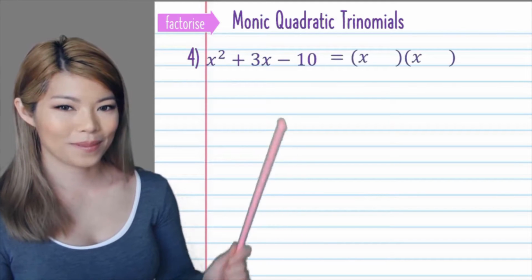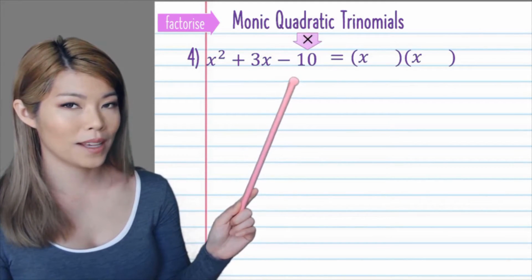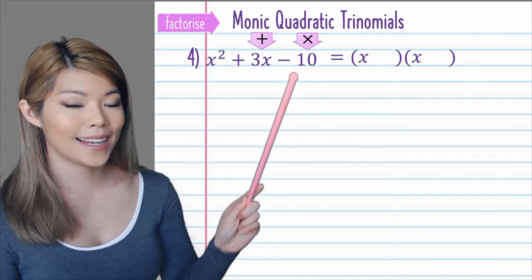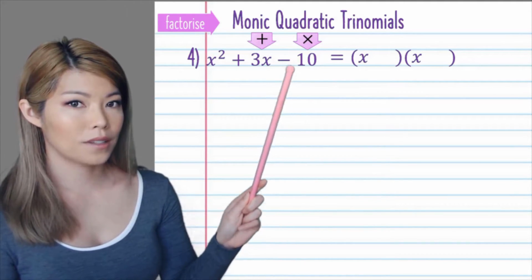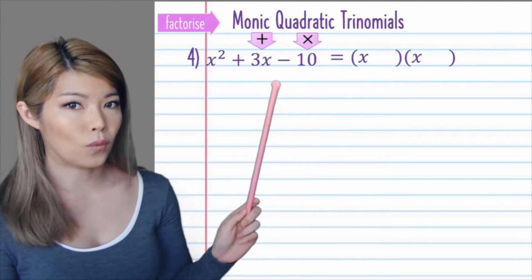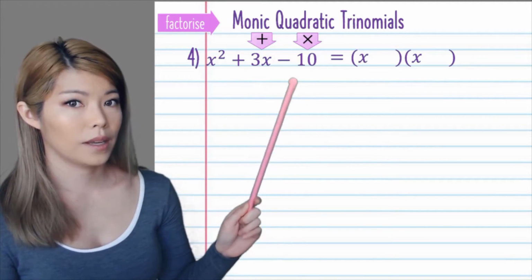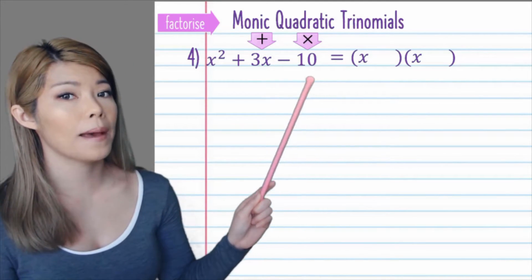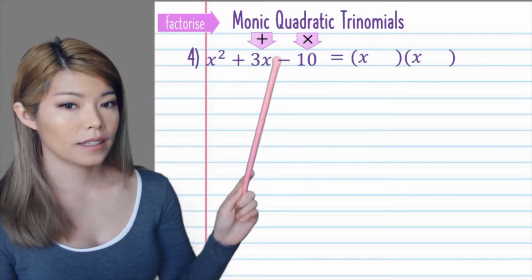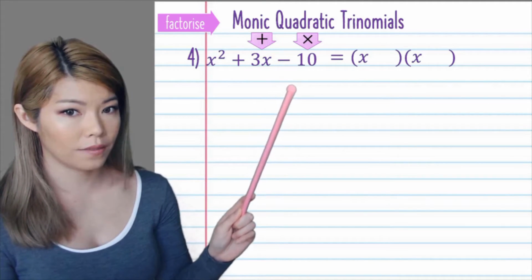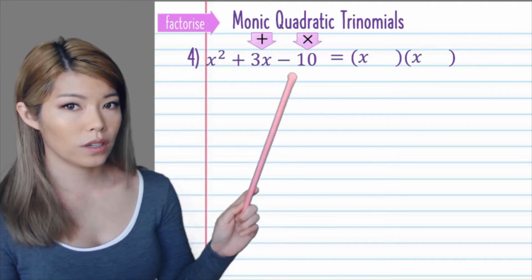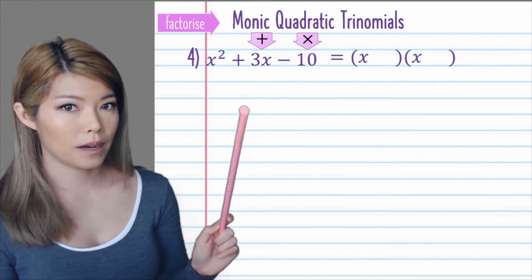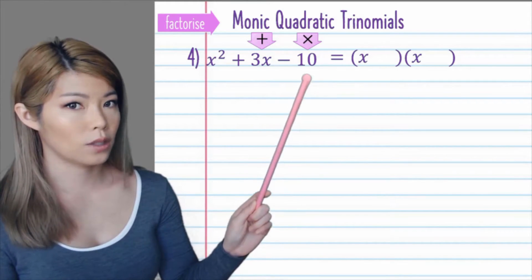Let's try another one. This time we think what multiplies to give negative 10 and adds to be 3. Now we notice a negative in front of the 10. That means its factors have to be 1 positive and 1 negative, because if they're both negative, well, a minus and a minus, when you multiply them, you would get a positive. So the factors have to be 1 positive and 1 negative. What else do we notice? Well, we notice that the middle term is positive. So that means the bigger number, or the bigger factor, has to be positive.